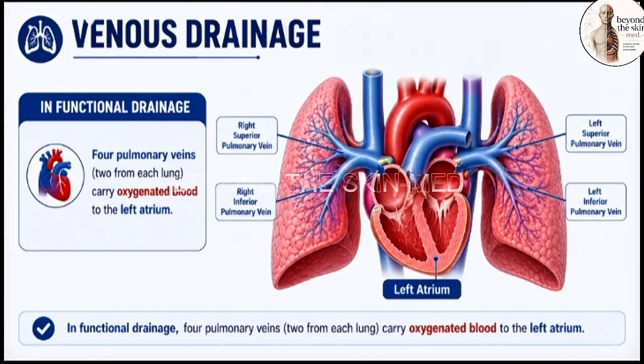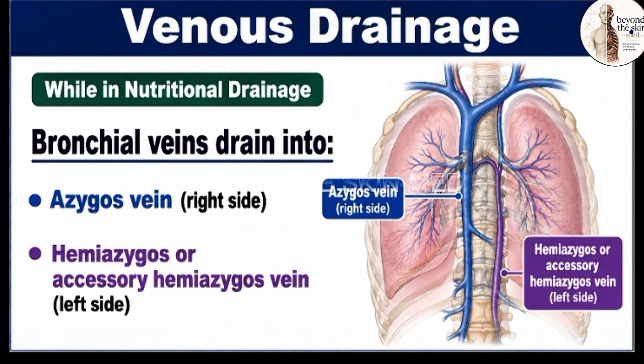Venous drainage. In functional drainage, 4 pulmonary veins, 2 from each lung, carry oxygenated blood to the left atrium, while in nutritional drainage, bronchial veins drain into azygous vein, right side, hemiazygous or accessory hemiazygous vein, left side.